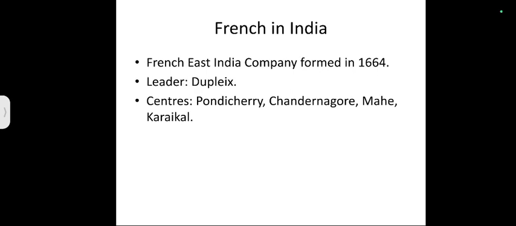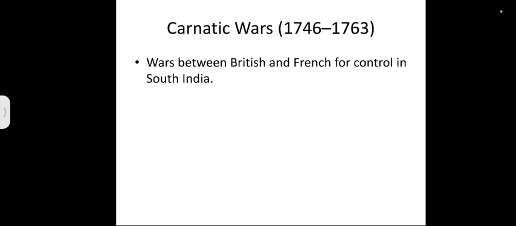The French in India: the French East India Company was formed in the year 1664. The main leader was Dupleix, and the main trade centers are Pondicherry, Mahe, Karaikal. Pondicherry is their capital also. Then we can see the Carnatic Wars from 1746 to 1763, the wars between the British and French for the control of especially South India.